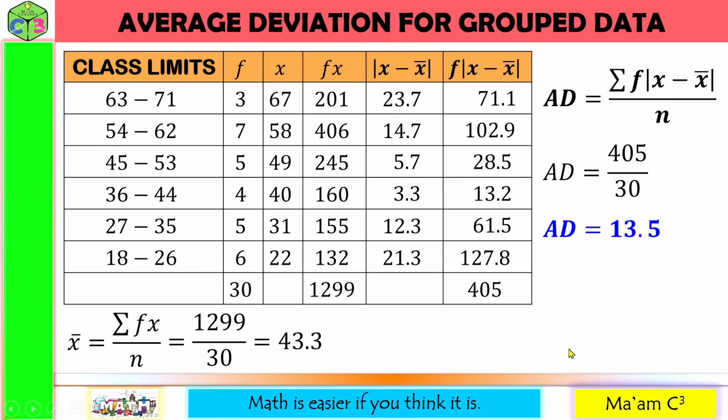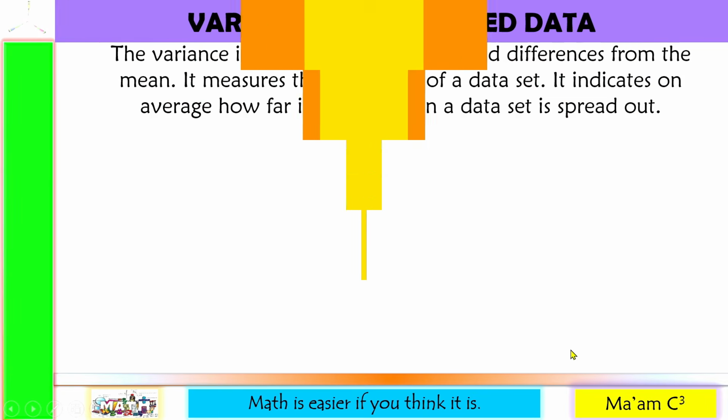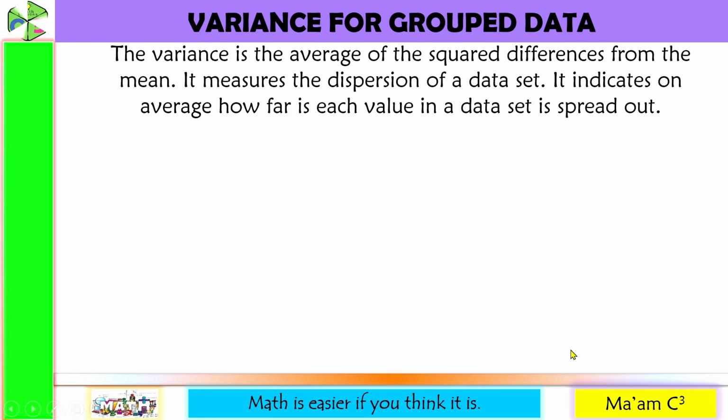The next measure of variability is the variance. It is the average of the square difference from the mean. It measures the dispersion of a data set. It indicates on average how far each value in a data set is spread out.